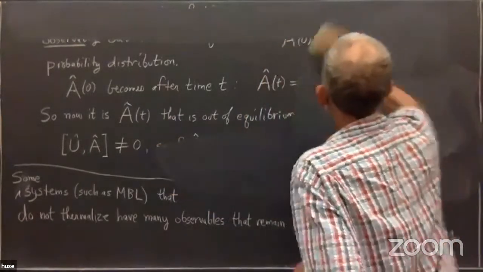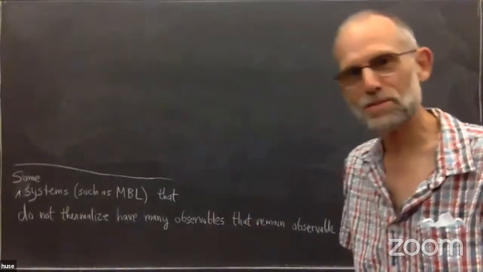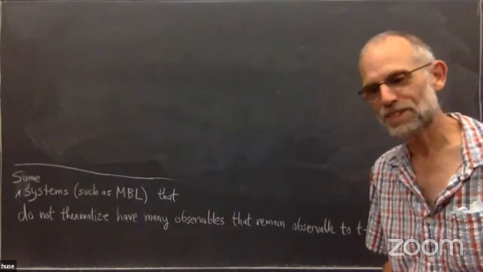Now... Can I ask a question? Yeah. So it seems like if you know that at time t goes to infinity, there's still going to be some things that are observable. Exactly. Right? That's what I'm just about to say. What about the observables at late time? Okay. Then I'll let you say it.